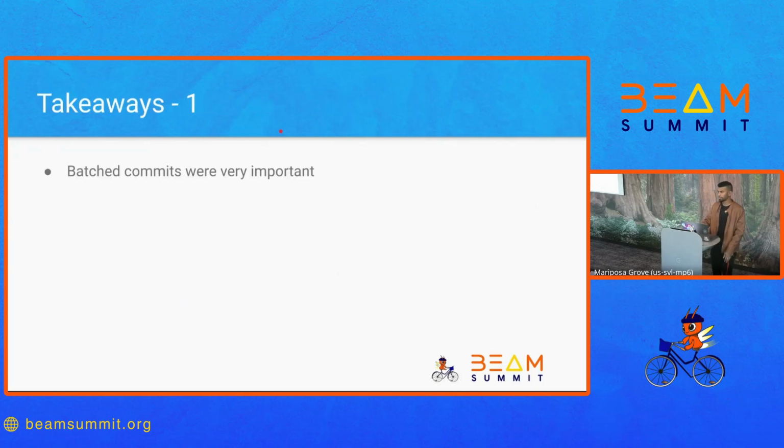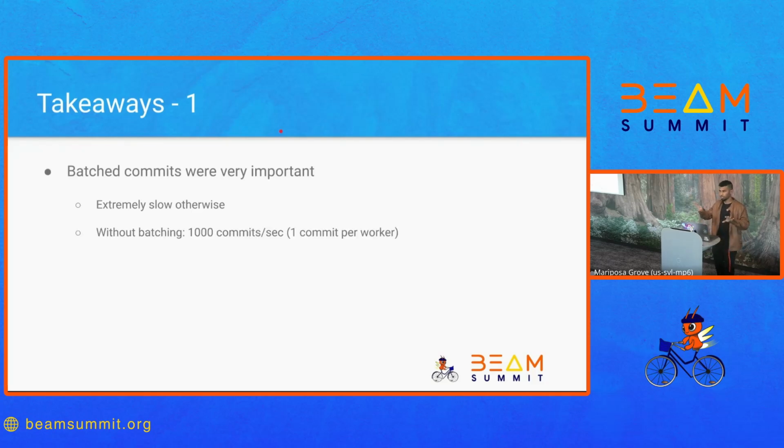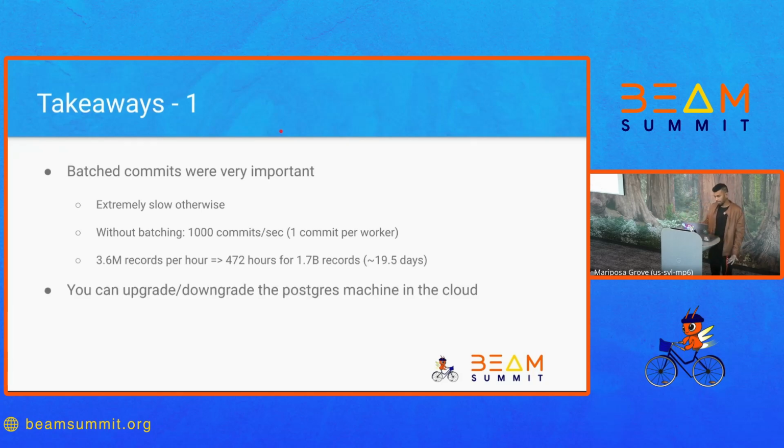Some of the takeaways from this: batch commits were very, very important. It was so important because we didn't do the batching first. We just added a function and ran the pipeline initially. It was extremely slow. Even though we were able to parallelize to 1,000 workers, each worker does 1 commit per second to Postgres, and we were moving along 3.6 million records an hour. Theoretically, it would have taken at least 20 days if we didn't do the batching, and would have been really, really expensive because we were holding on to the VMs for 20 days, right? But yeah, glad we did the batching.